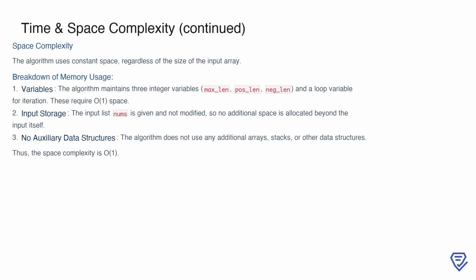Additionally, the input list nums is not modified or duplicated, so no extra storage is allocated for it. Importantly, the algorithm does not rely on any auxiliary data structures, such as additional arrays, stacks, or hash maps, to achieve its results. Because the memory usage does not grow with the size of the input, the space complexity of the algorithm is O(1), making it very efficient in terms of memory.